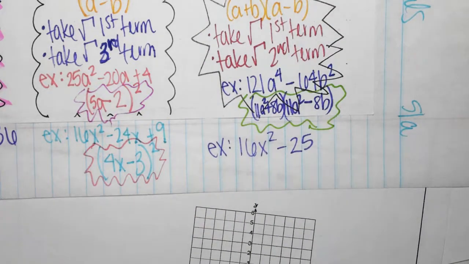Alright, 16x squared minus 25. Now, are both of those perfect squares? Yes. Do we have 2 terms? Yes. So how many parentheses are we going to have? 2 sets of parentheses. Alright, so draw your 2 parentheses.